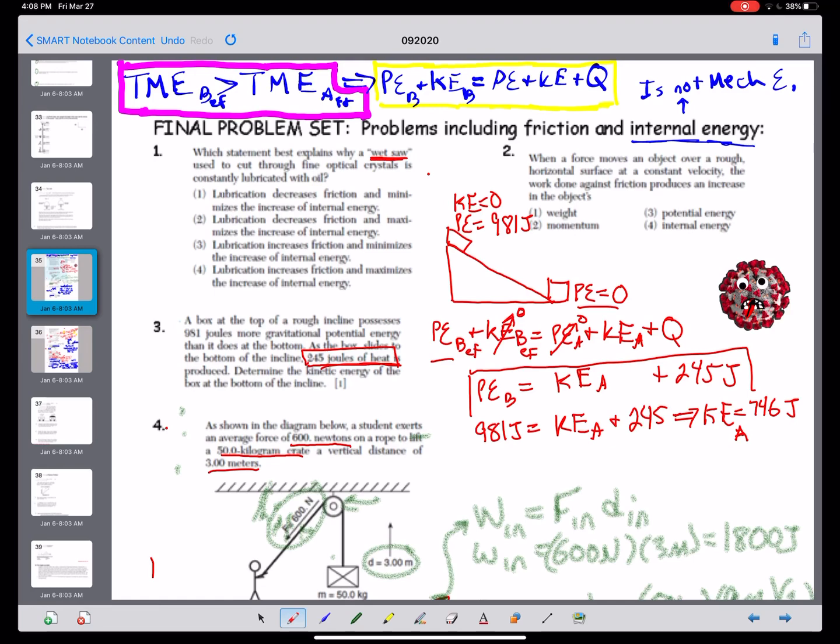All right, which even explains why a wet saw used to cut through fine optical crystals is constantly lubricated with oil. A wet saw has either oil or actually water. It'll have water lubricating the saw the whole time. Now, they set you up simply. They talk about lubrication increasing or decreasing friction. Well, if you think lubrication increases friction, you're nuts. Lubrication decreases friction.